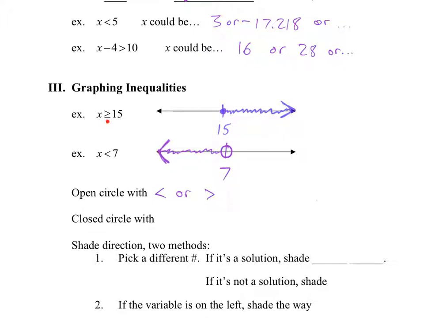We're going to have a closed circle with greater than or equal to, or, yep, it doesn't matter what order you write them. I'm going to do less than or equal to, or greater than or equal to. If you did the other order, no problem. We okay on those?